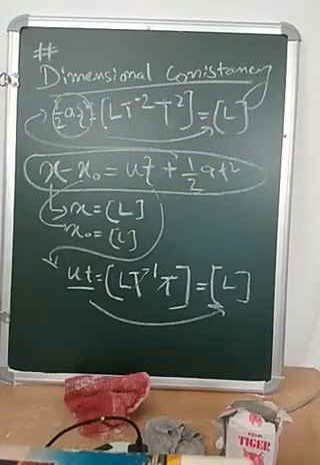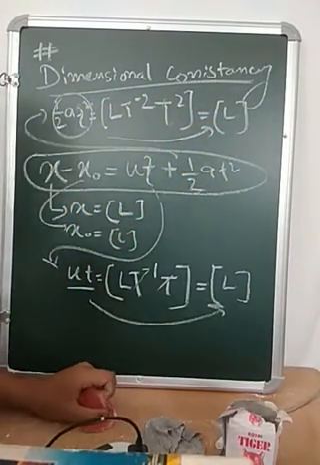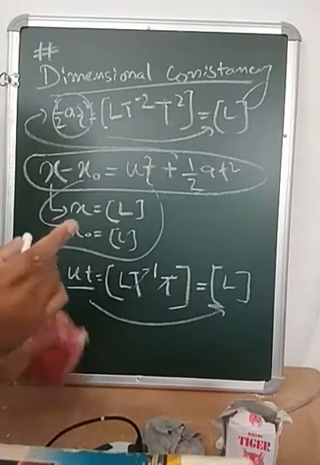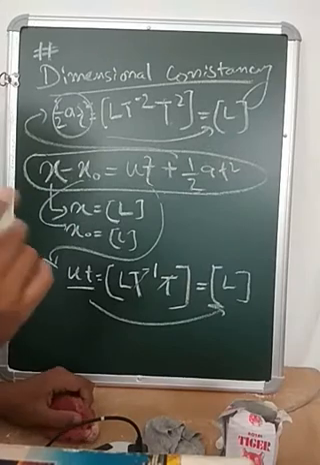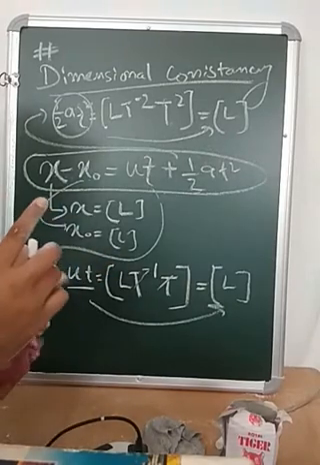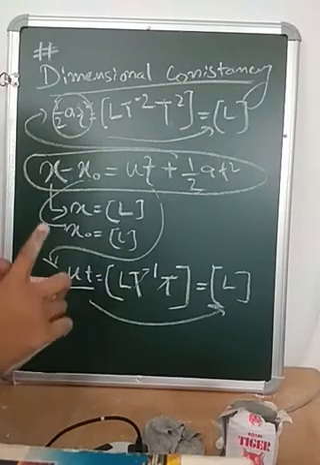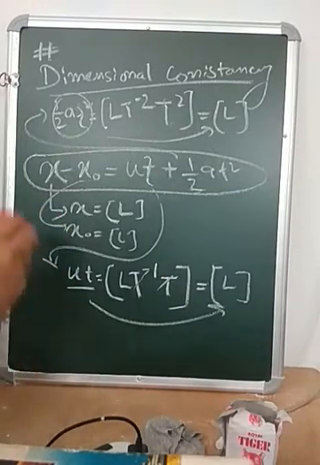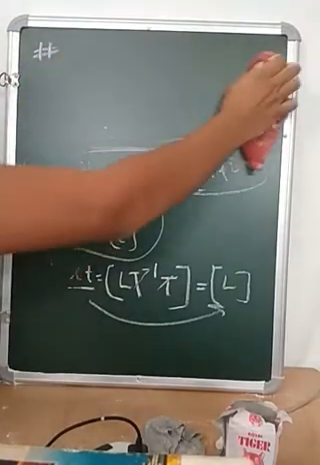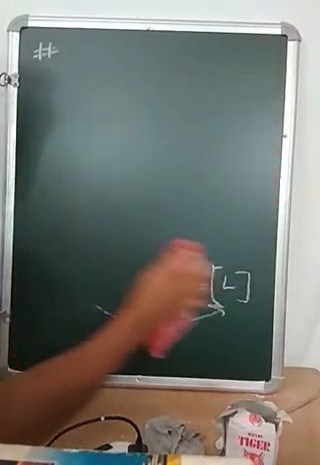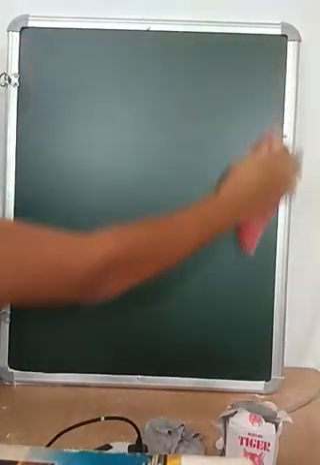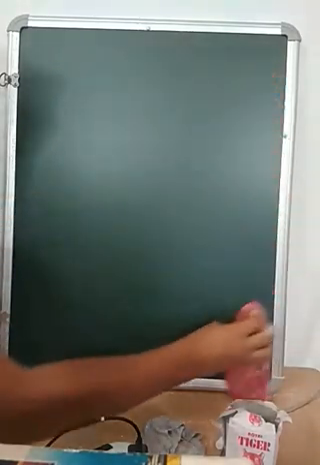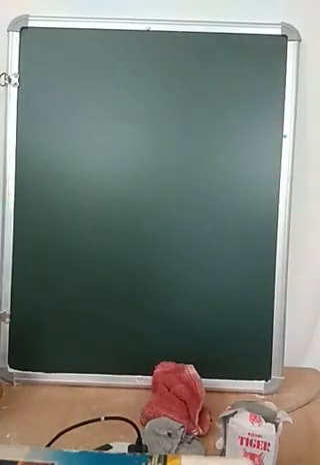So this is dimensional consistency. What this dimensional consistency says, that in any physical relation, the dimension of each term must be same. Otherwise you cannot relate the terms. You cannot relate the terms in terms of addition or subtraction.